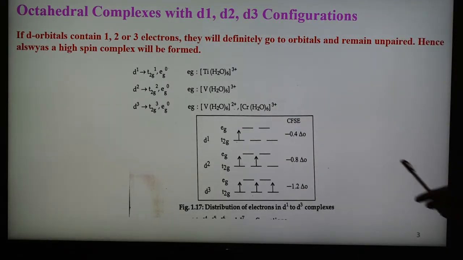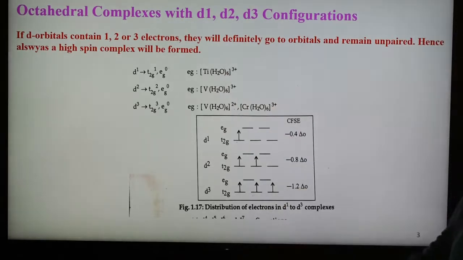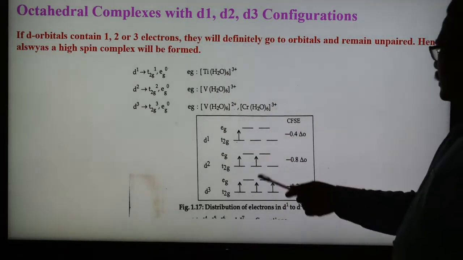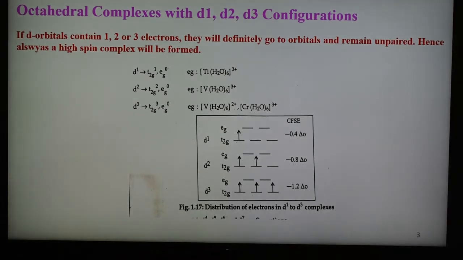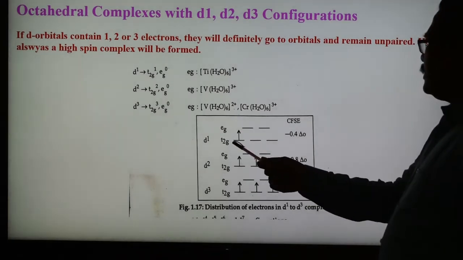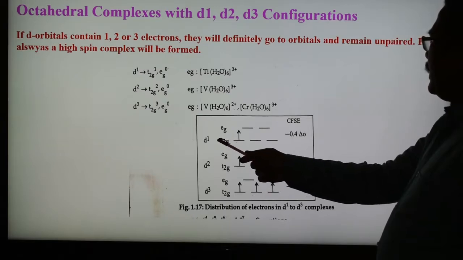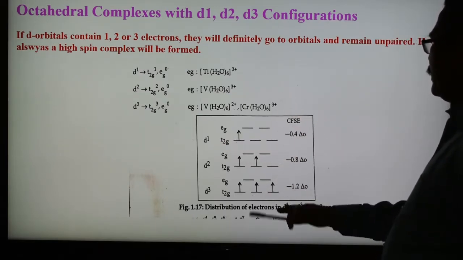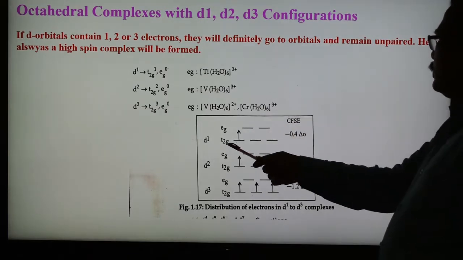So these are the examples of d1, d2, d3, and all these complexes are high spin complexes because the number of unpaired electrons is more. The distribution of electrons in d1, d2, d3 complexes is shown here. In case of d1, the electron goes to the t2g orbital. See here, three orbitals are t2g, having lower energy, eg having higher energy. So t2g has one electron.